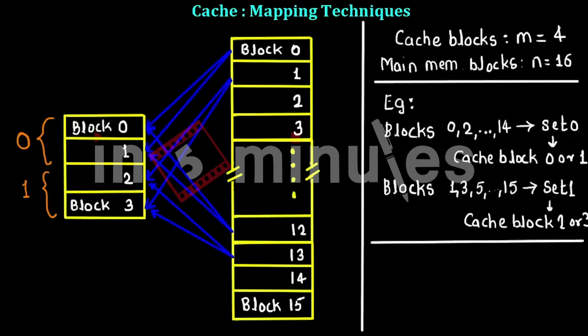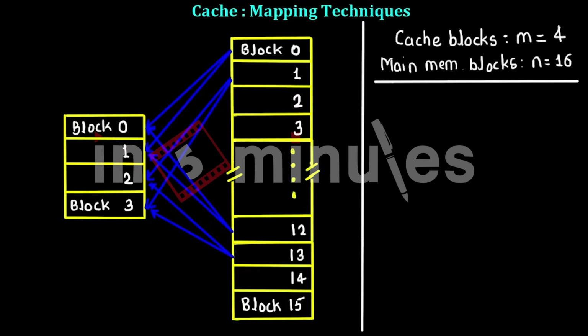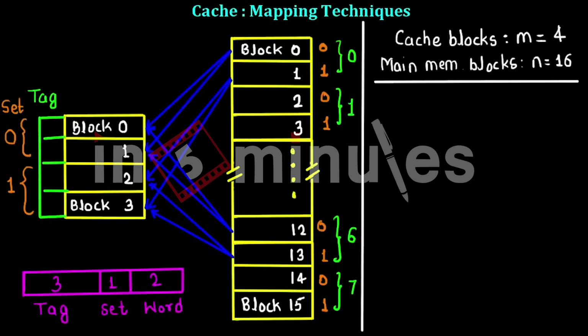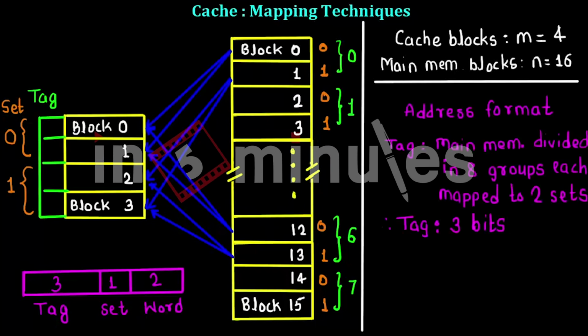So you can see the mapping. Now let's have a look at the address format for the set associative mapping. So now we have 2 sets to which each main memory block is mapped. The main memory is divided into 8 groups. That is why the tag field is going to have 3 bits to address any of these groups. And there are 2 sets present in this cache memory, so to address a particular set, we require only 1 bit. So this is how the set associative mapping is done using the tag and set fields.